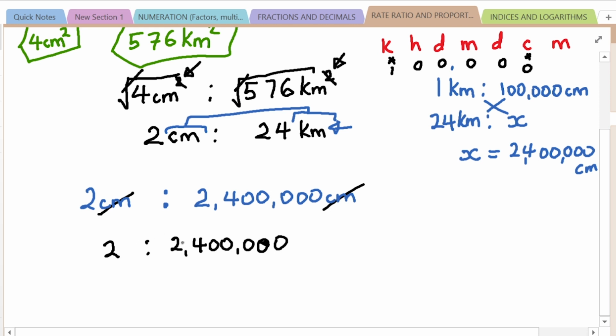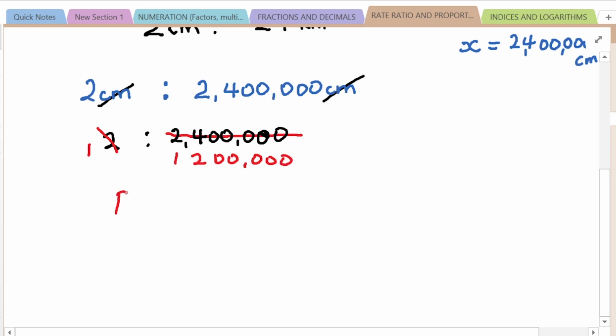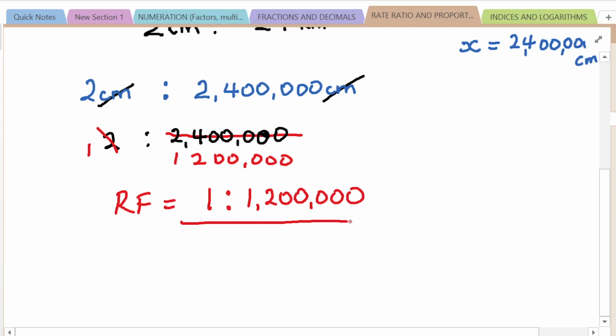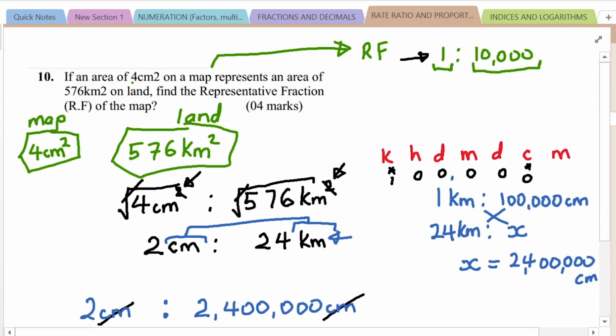Of course, this representative fraction, this ratio, can be simplified further by 2. When we divide this by 2, we shall end up with 1,200,000. So the representative fraction now is 1 to 1,200,000. So now this representative fraction simply means that 1 unit on the map represents 1,200,000 units on the actual ground. These units can be either 1 centimeter or 1 inch or whatever. So that is what the representative fraction is. That's how we get it.